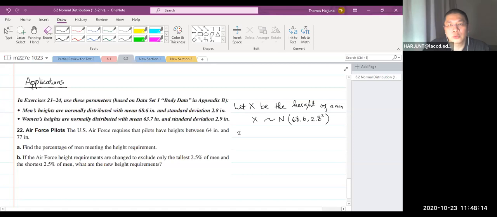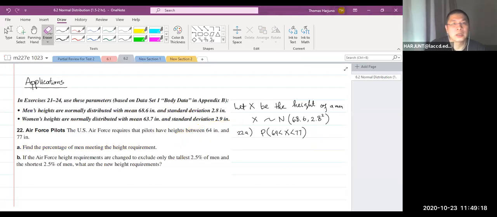Now for number 22A: if the US Air Force requires that pilots have heights between 64 and 77 inches, find the percentage of men meeting the height requirement. So the probability, which is the proportion, which later gives us the percentage, of the height requirement being satisfied is for 64 to 77. We have learned how to compute from this notation to the probability. The new thing we are learning right now is how to translate from word problems to probability notation. Once you have the probability notation, from there we basically sail through.